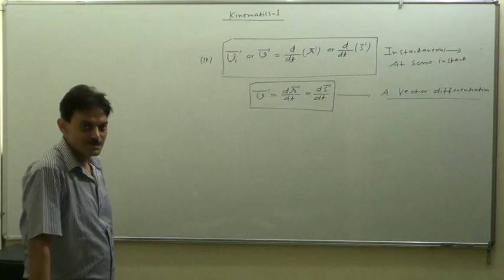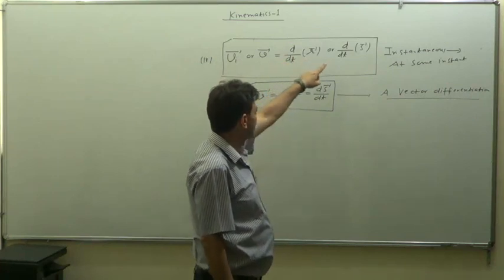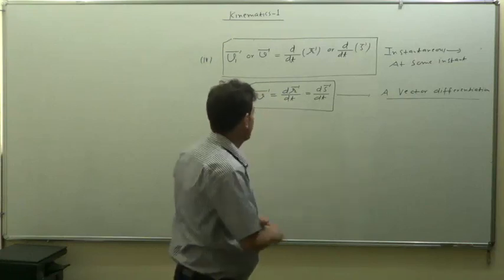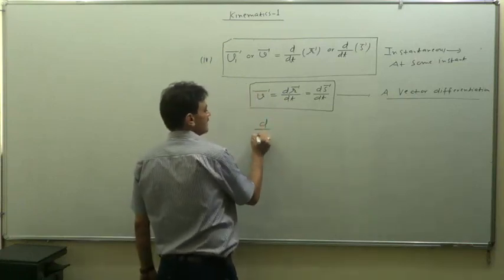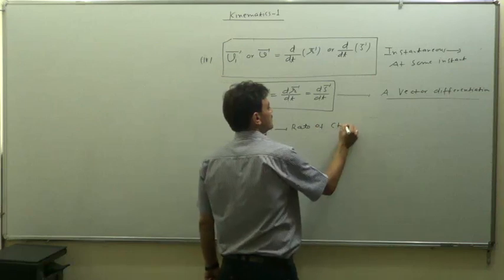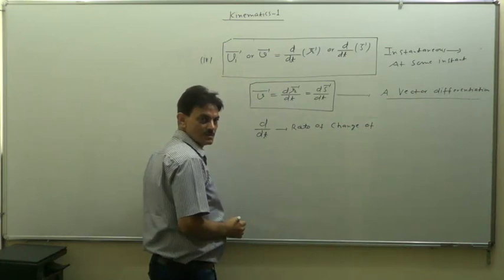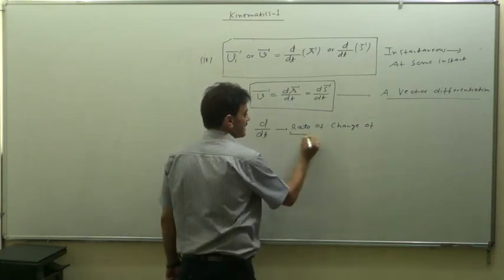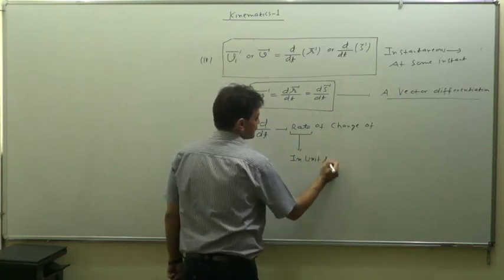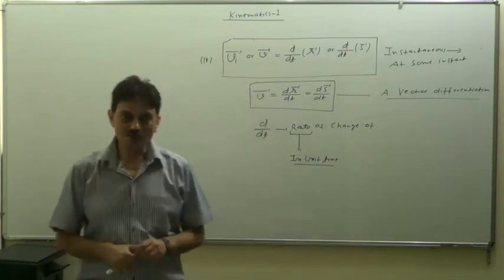And this is also called, one more point, if we find d by dt of r vector or d by dt of s vector, then it is sometimes also called rate of change of. Rate of change of means, rate means in unit time, in 1 second, right? Rate means in unit time. So d by dt means rate of change of.